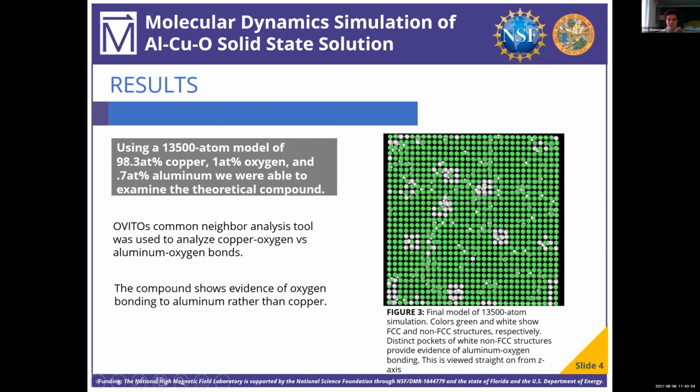So results. Our specific experiment, our final one, uses a 13,500 atom model of 98.3 atomic percent copper, 1 atomic percent oxygen, and 0.7 atomic percent aluminum. Then we used Ovito to analyze this using a common neighbor analysis tool. You can look at the snapshot over here on the right. That common neighbor analysis tool is identifying these white pockets, which basically is just showing how the crystal structure of certain atoms are bonding together. And these pockets of white are showing strong evidence that the oxygen is bonding to aluminum rather than copper.